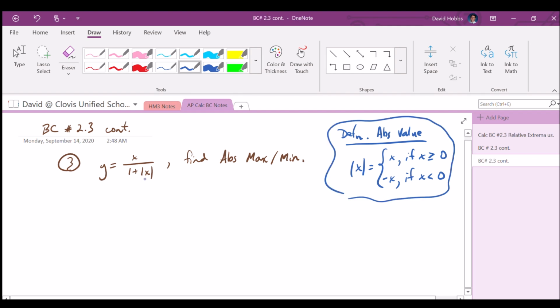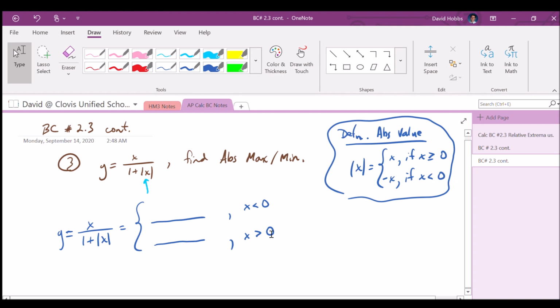Okay, so looking at the absolute value over here, what's kind of the dividing line? What makes it 0 inside the absolute value? Well, 0. So that's the dividing line. So y equals x over 1 plus absolute value of x is equal to, we're going to do a piecewise function. So x equals 0 is the dividing line. So let's see, x less than 0, x greater than 0.